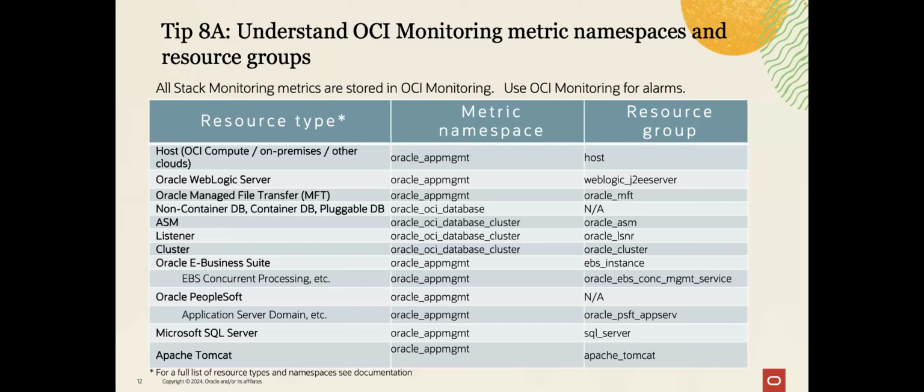Oracle database metrics are stored in the Oracle OCI database namespace. The listener, ASM, and other related resources are all stored in the Oracle OCI database cluster namespace with the corresponding resource groups. For a full list of all the metric namespaces and resource groups, take a look at our documentation.